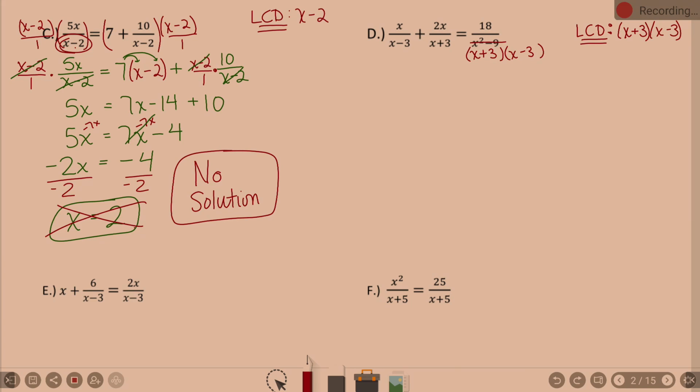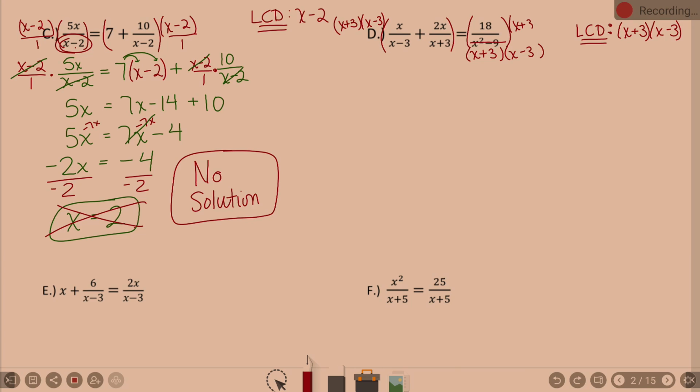Anything else? Have I accounted for all pieces? Yeah, I've used all pieces. So my least common denominator is x plus 3 and x minus 3. And that's what I'm going to multiply both sides of the equation by. I'm going to multiply by x plus 3, x minus 3.